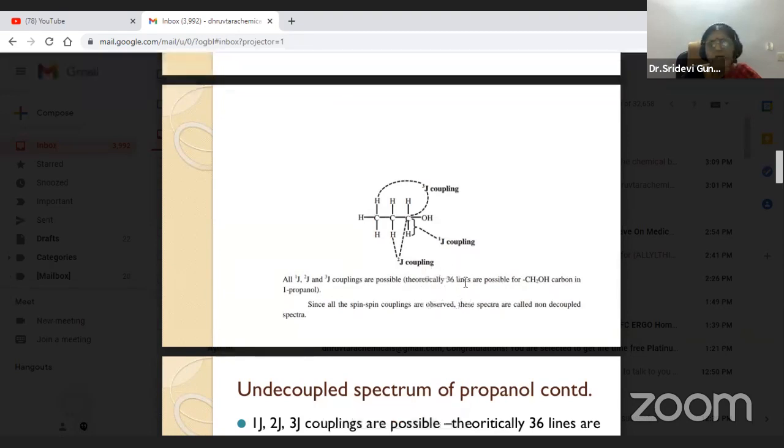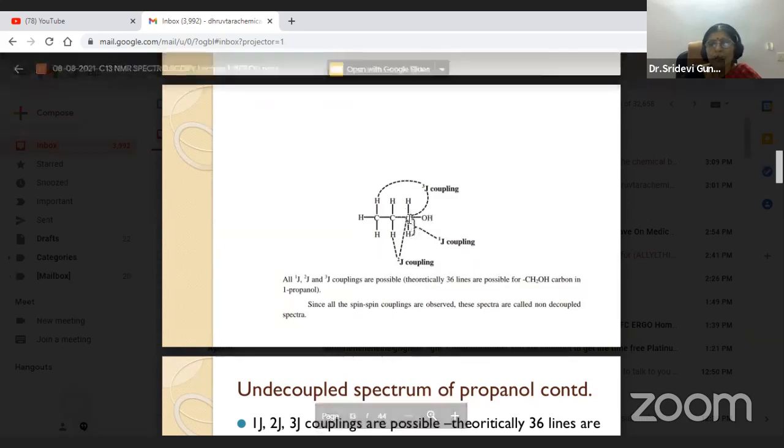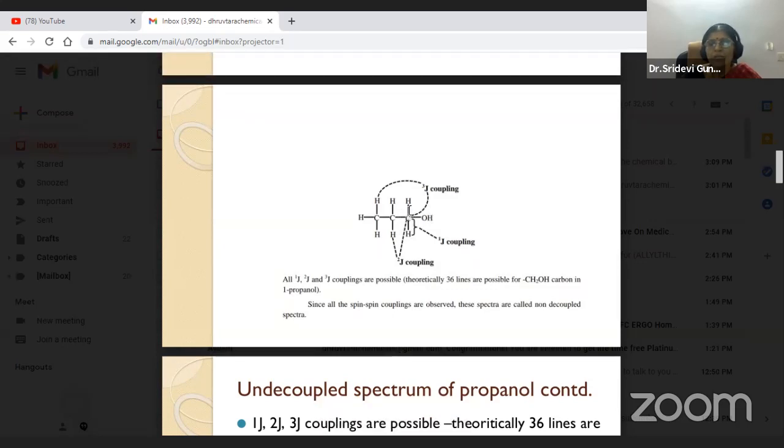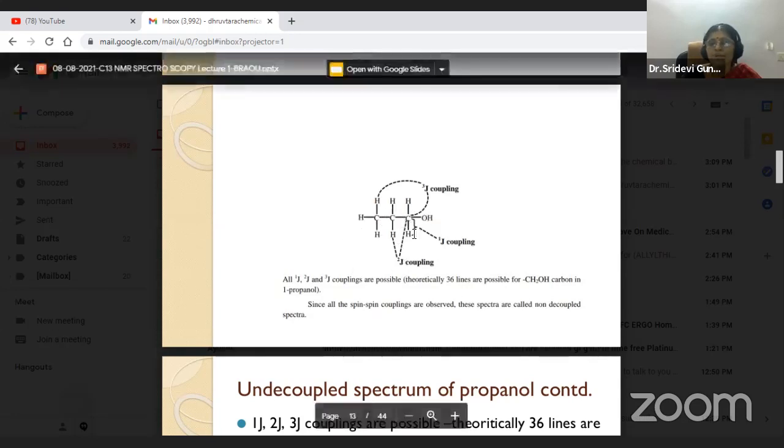36 lines are possible for the CH2 carbon only, and for that simple molecule. For the other carbon also, again these two it can couple, and these two it can couple, and these 3 it can couple. So again (2NAI + 1) × (2NBI + 1) × (2NCI + 1), so that also gives 36 lines. Since all the spin couplings are observed, these spectra are called non-decoupled or undecoupled spectra.